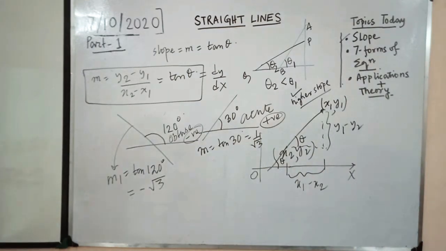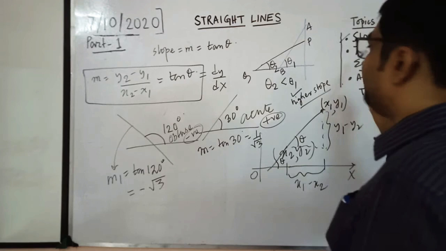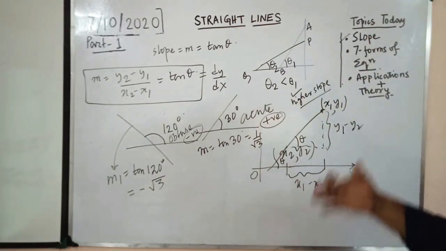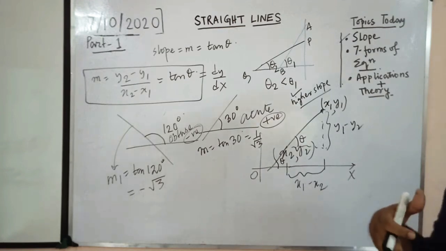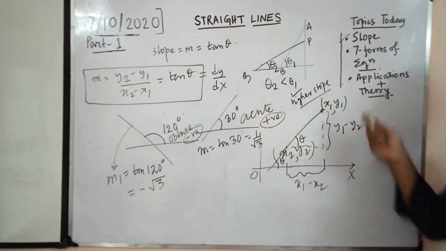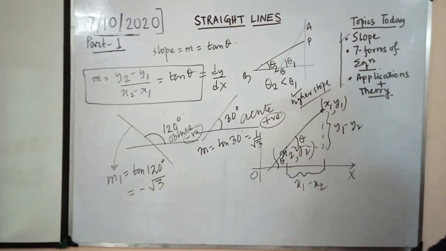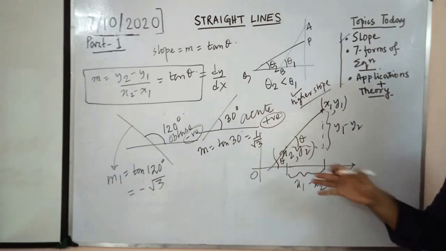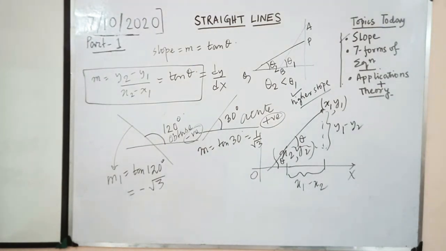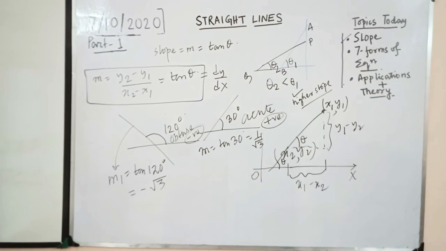After this, we will jump into the 7 forms of equations. There are many applications that come up intermittently while we learn the forms, but I think we should first learn the 7 forms of equation one by one, serially, starting from the first one, and after that we come to different applications related to straight lines. So let us start with the forms of straight line.